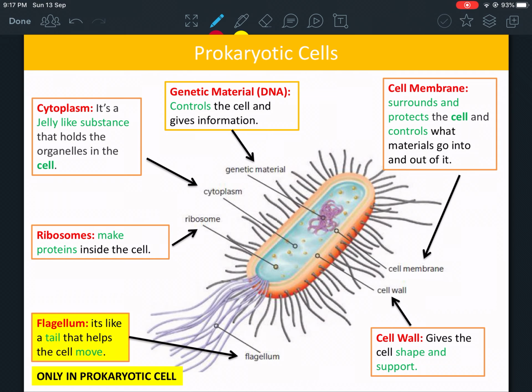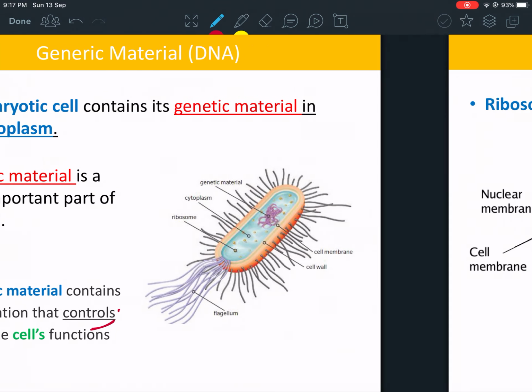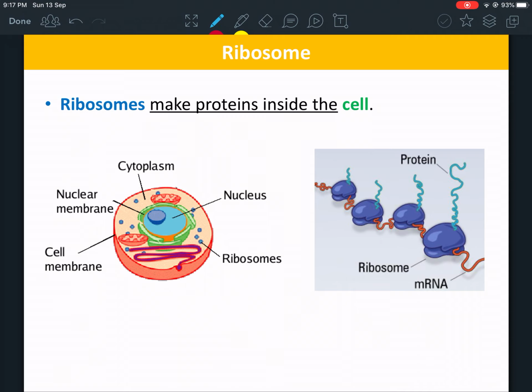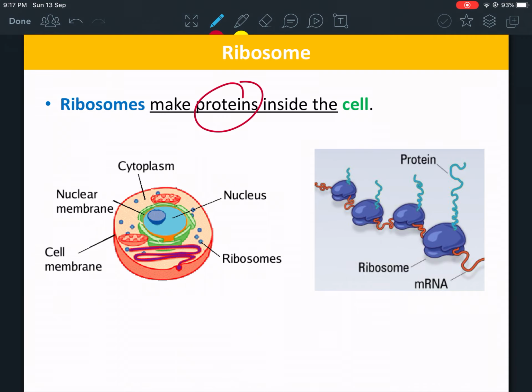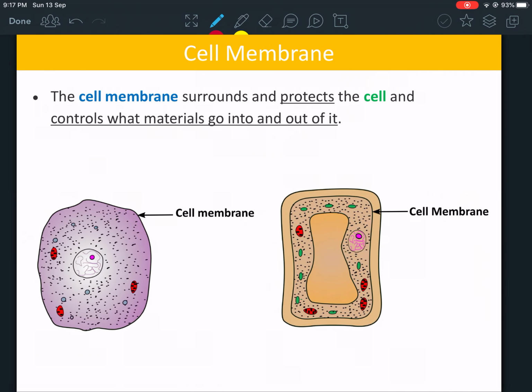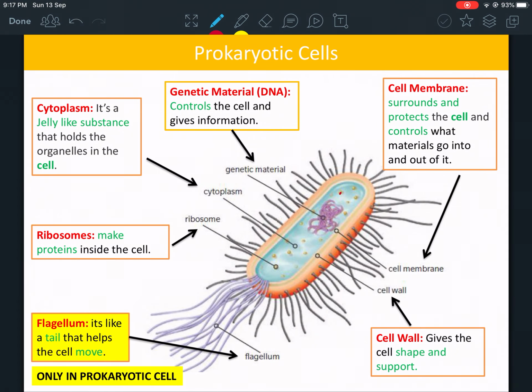Okay, all right, then you have the ribosomes. They just make proteins. That's all you gotta know. Ribosomes, they make proteins. I'm gonna show you in this picture, the ribosomes are these yellow stuff. I have them here. It says make protein inside the cell. So these are the ribosomes. They make protein inside the cell.